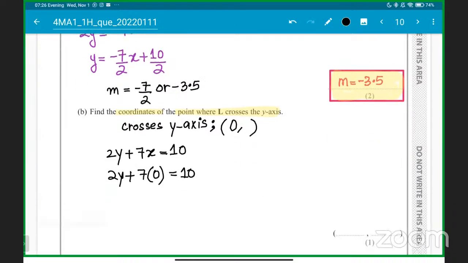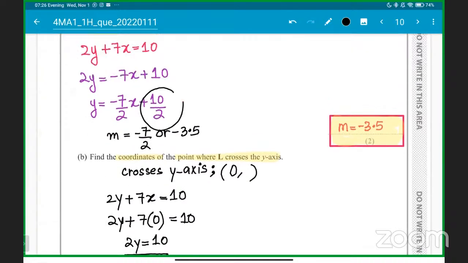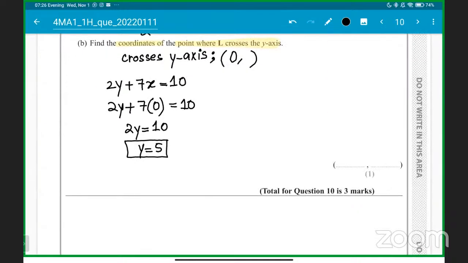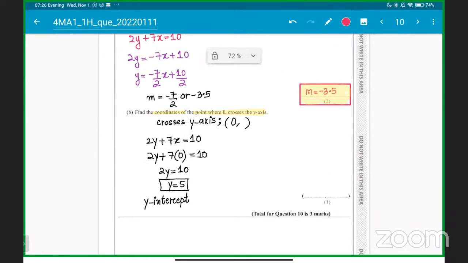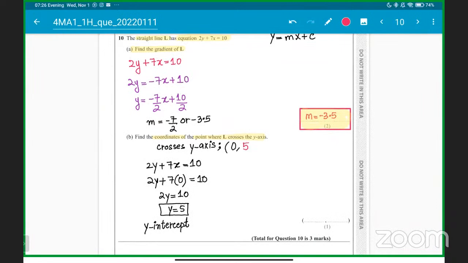It's also called the y-intercept. So y is equal to 5. That is the value of c as well. 10 divided by 2, the c, the y-intercept. Sir, can you go to the question above? Sure, sure. So part A, 0 and 5 is the coordinates.